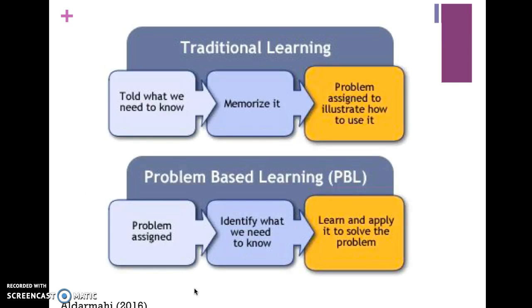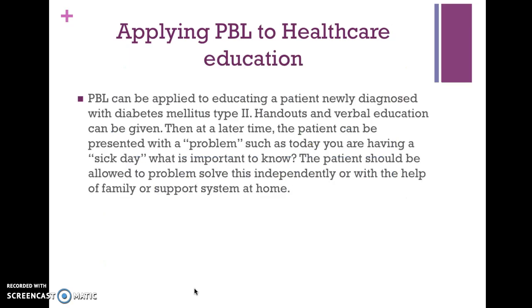And this is just a graph showing how traditional learning compares to problem-based learning. So traditional learning, you're told what you need to know, you need to memorize it, and then you're given a problem and you need to use what you were told to memorize. Whereas problem-based, you're assigned a problem, you have to identify yourself what you need to know, and then you learn and you apply it to solve that original problem you were presented.